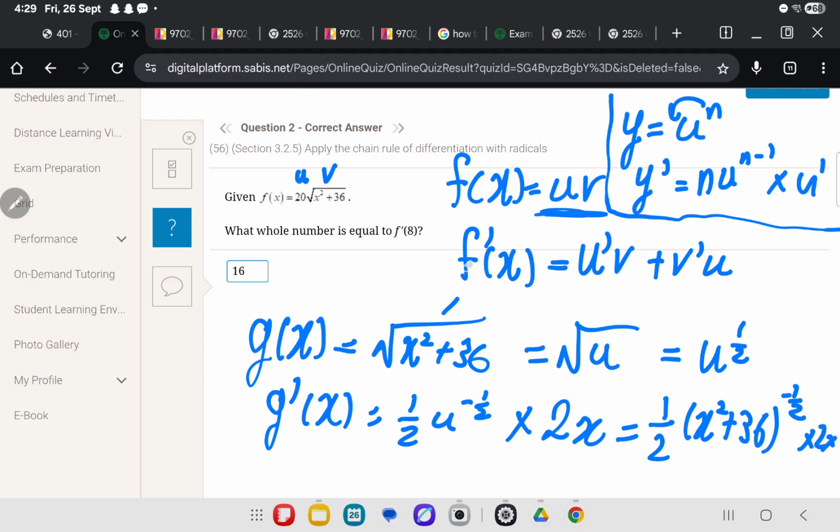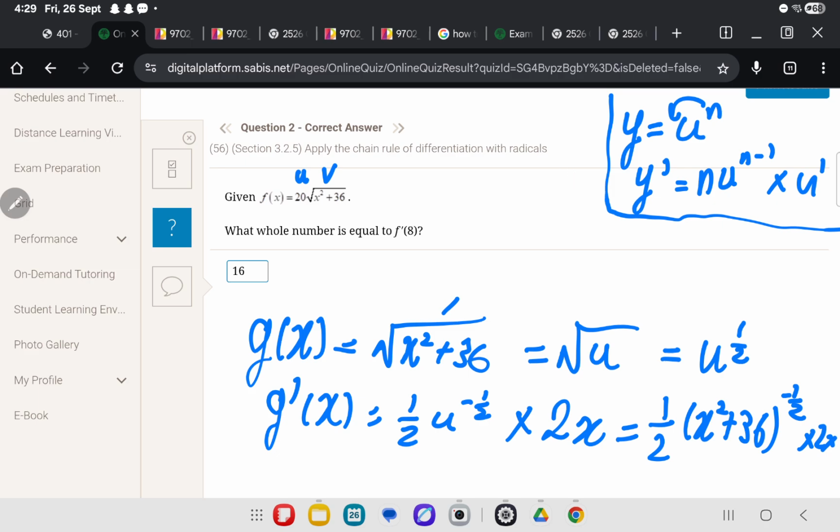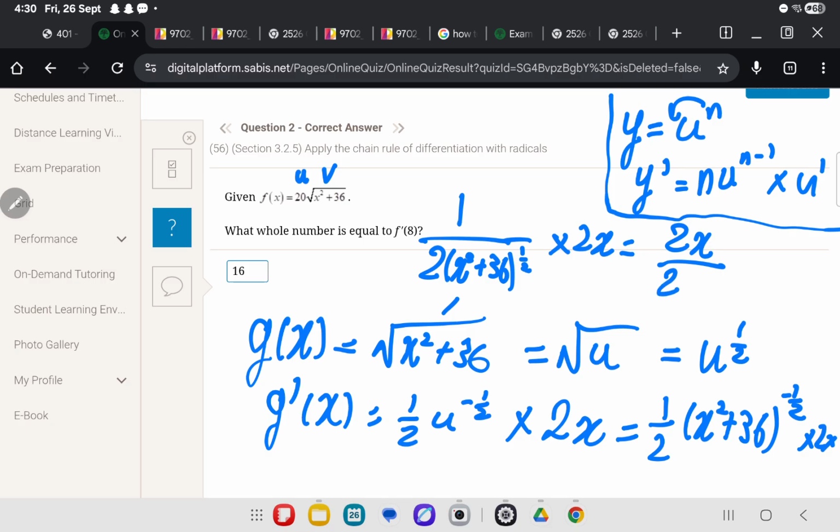Now I'm going to erase some things here. This part means it's a negative exponent, so it's going to go on the denominator. So this can be rewritten as 1 over 2 times (x squared plus 36) to the power of 1 over 2, times 2x, which simplifies to 2x over 2 radical x squared plus 36. Because this 1 over 2 means a radical.